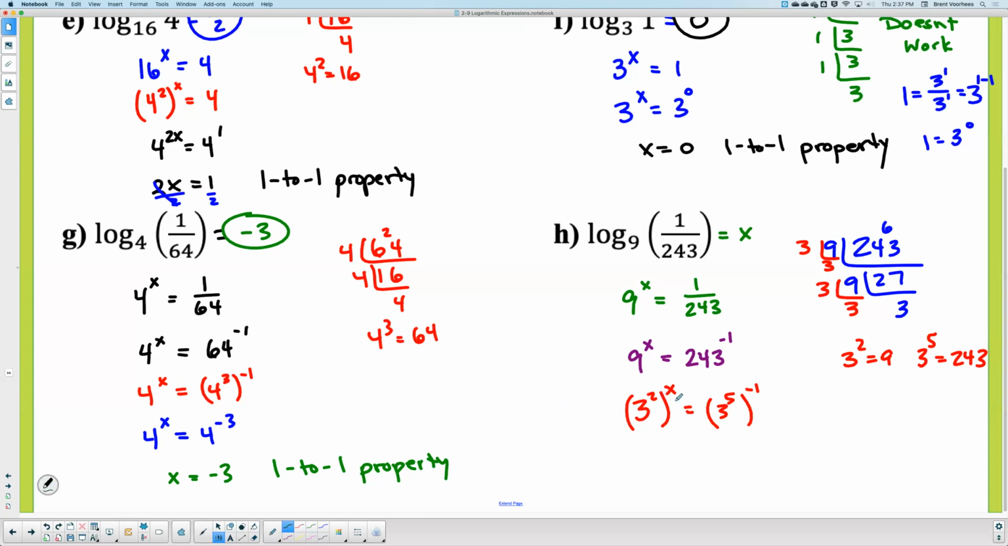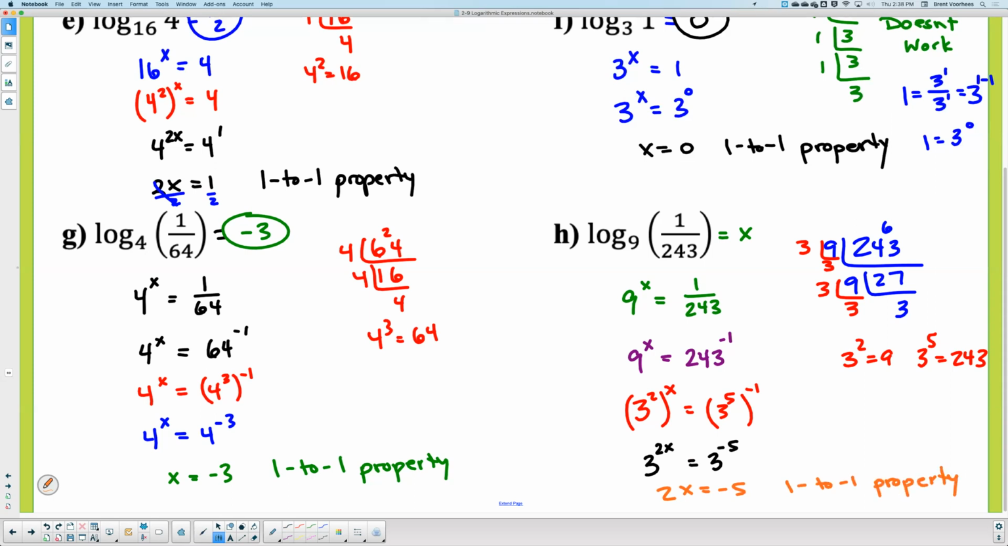One of the last times I'll ask you this today. What do we do with a power raised to a power? So it's 3 to the 2x equals 3 to the negative 5th. How can I solve from there? 1-to-1 property. 2x equals negative 5. That's 1-to-1 property.